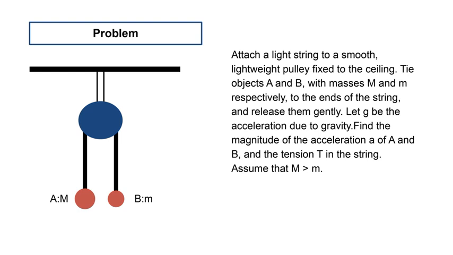Attach a light string to a smooth, lightweight pulley fixed to the ceiling. Tie objects A and B, with masses m and m respectively, to the ends of the string, and release them gently. Let g be the acceleration due to gravity. Find the magnitude of the acceleration of A and B, and the tension T in the string. Assume that m is greater than m.